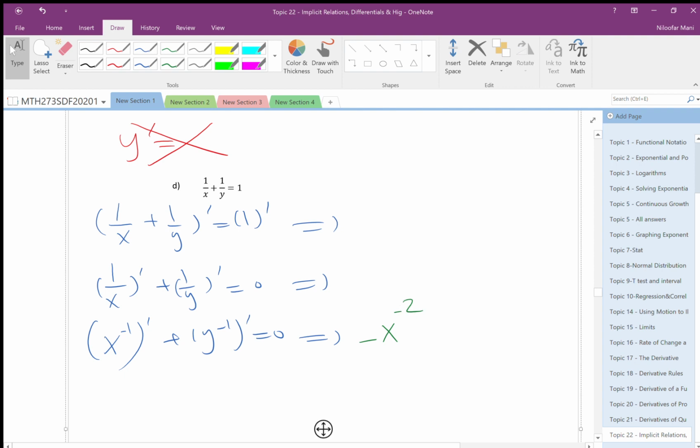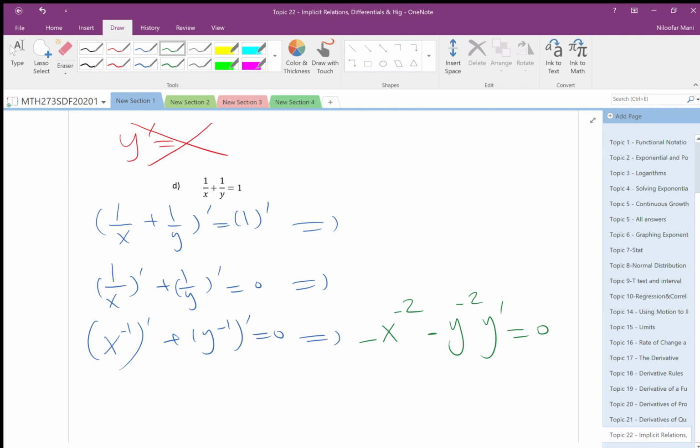Yes? So how about y power minus 1? So remember, it's like x power minus 1. But I just have to multiply with y prime. So I have to substitute y and I have to multiply with y prime. So it is minus y power minus 2 y prime equals 0. I told you, wherever you have y prime, you have to time it with y prime. When you have y, you have to time it with y prime.